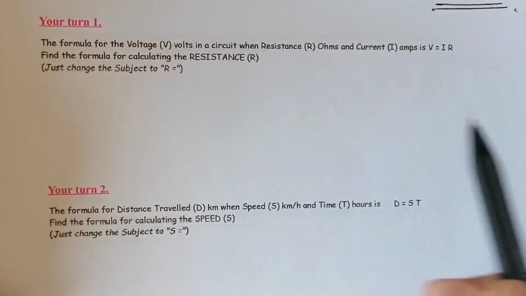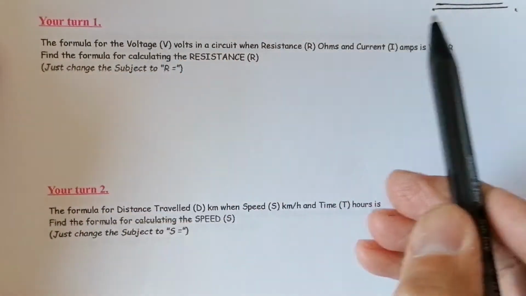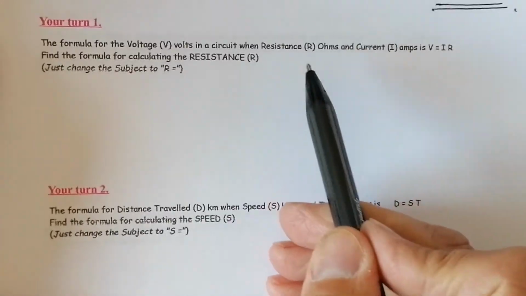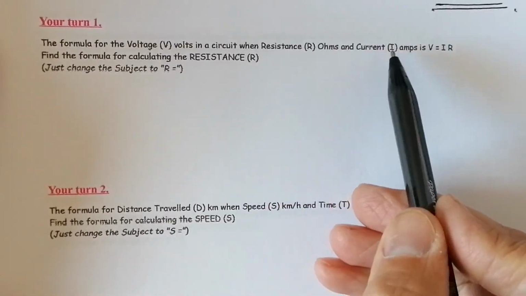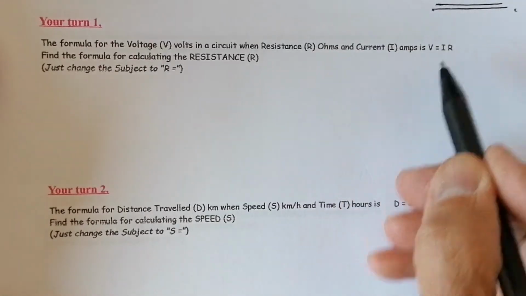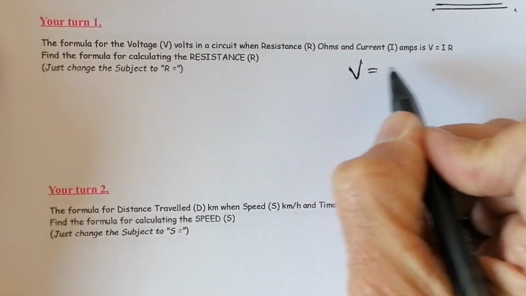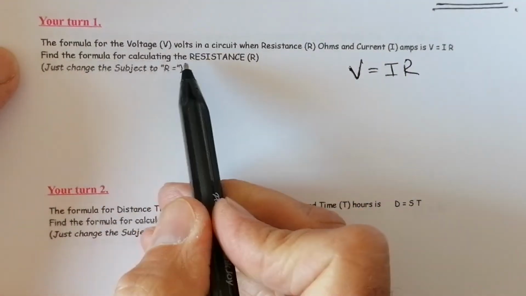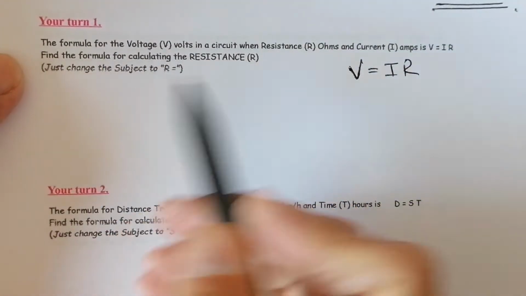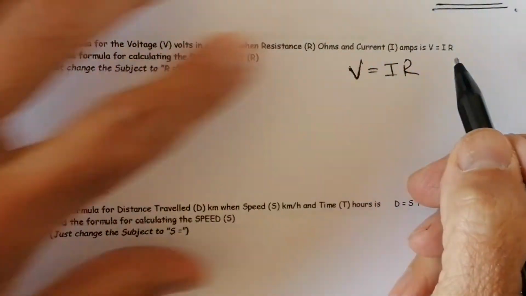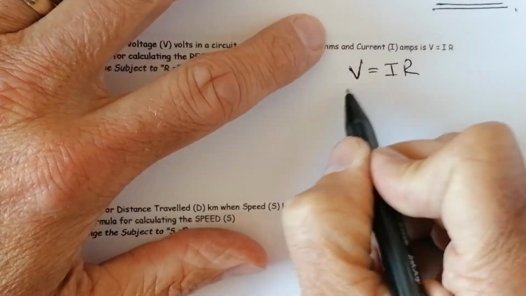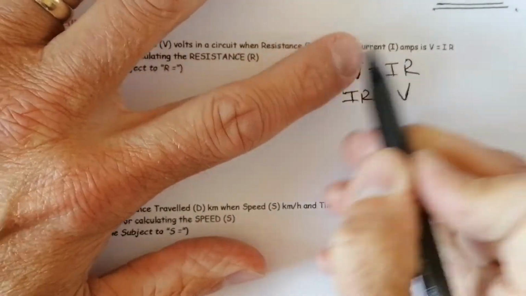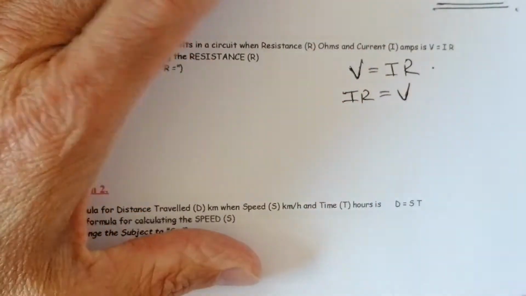Okay, so what I've got is a formula here for voltage in a circuit, when the resistance R is in ohms and the current I is in amps. So V equals IR. I'll just start with that one. I want to change the subject of the formula to say that R equals. So again, I'm going to rewrite the formula around, and I'm going to write it as IR is equal to V.